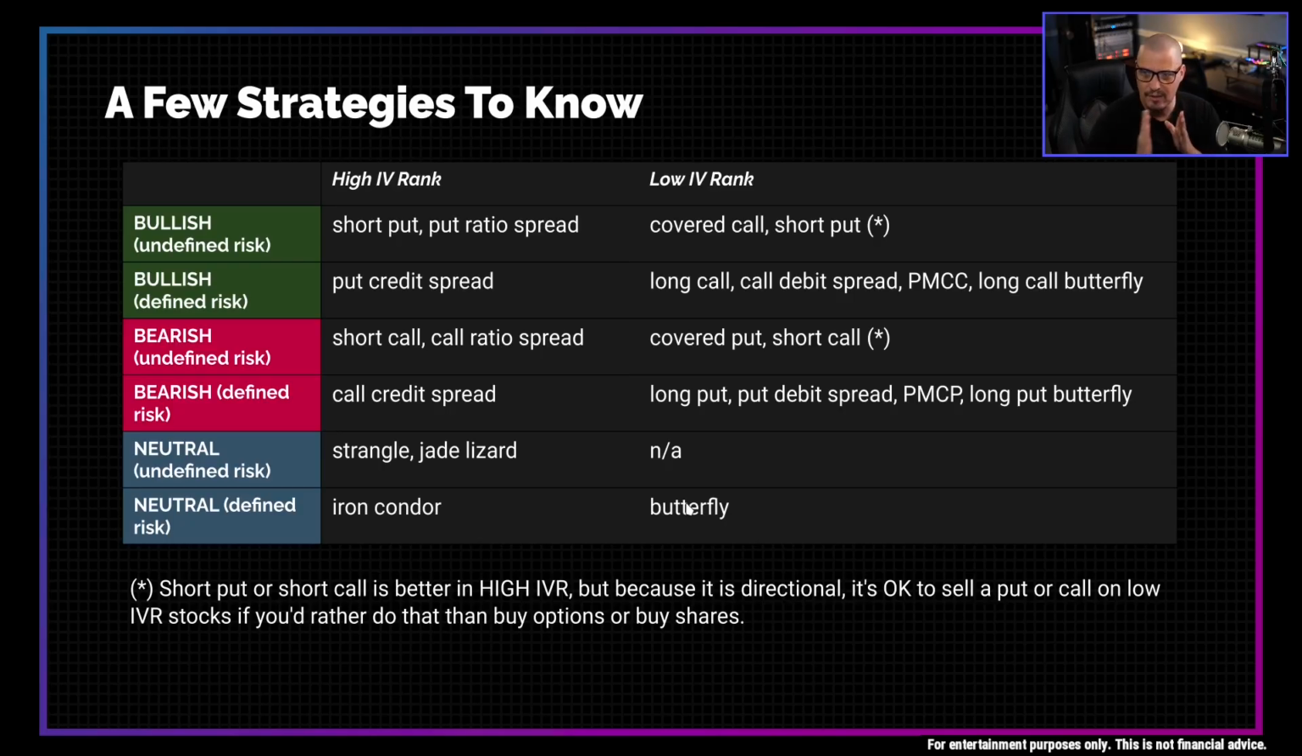Or you could do these neutral. You could put on a butterfly spread that's kind of directionally neutral, similar to an iron condor. And these typically are what you would put on when IV rank is really low, and butterfly spreads especially work on shorter dated trades, where iron condors typically work better on longer dated trades.